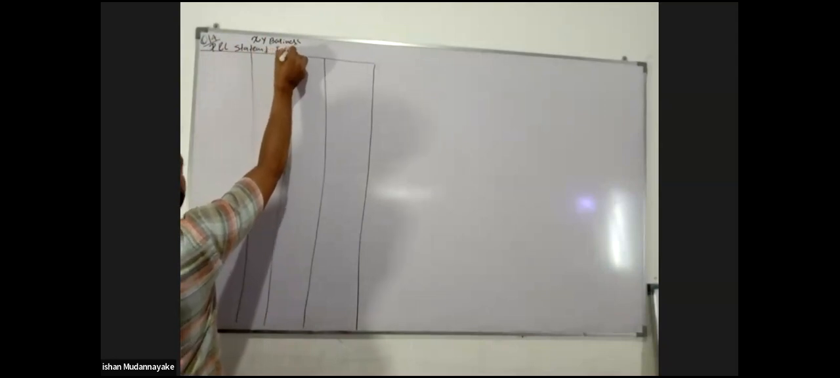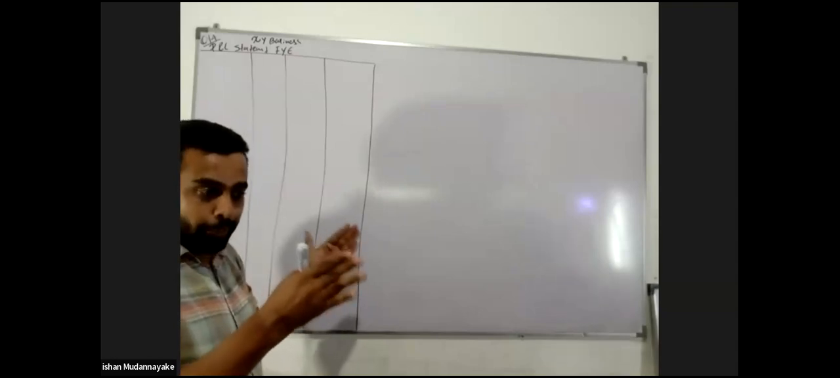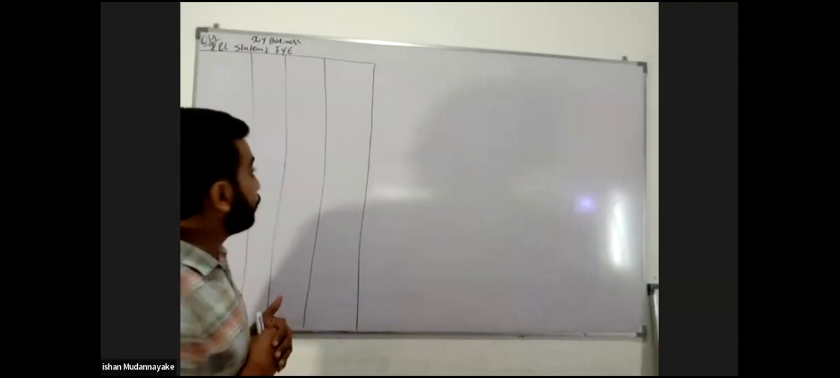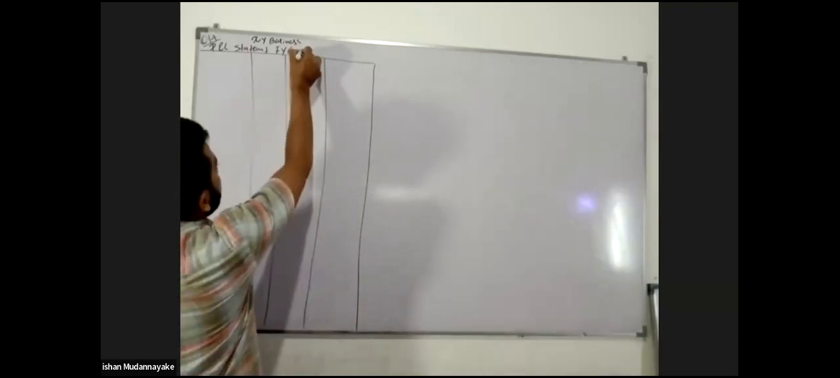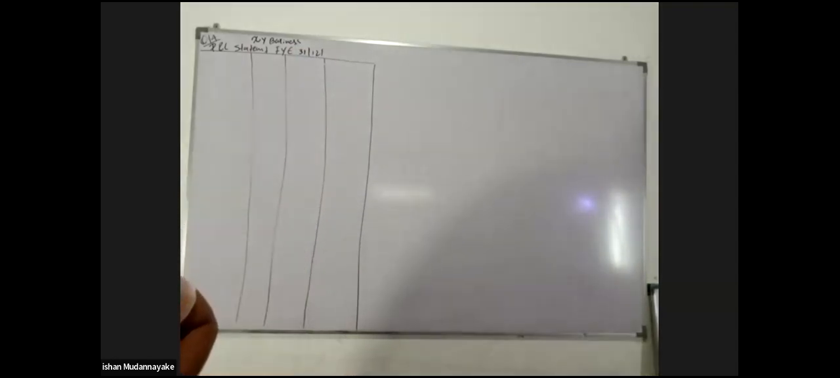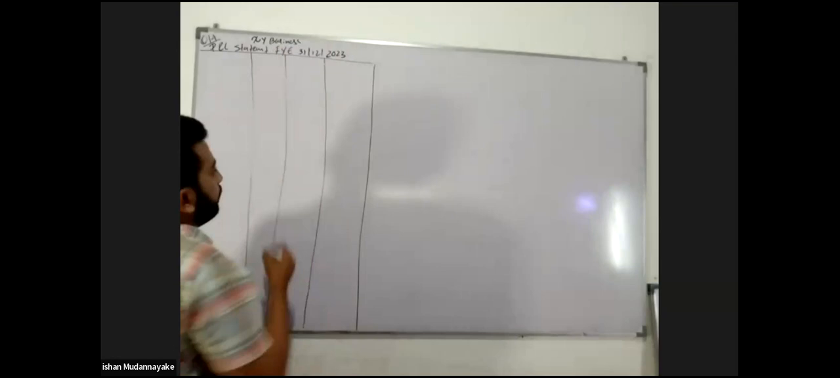For the year ended. We prepare a profit and loss statement for a specific period, for a specific year. For the year ended 31st December 2023. You know the method of preparing the structure. We have already discussed it. If you haven't prepared, quickly prepare.